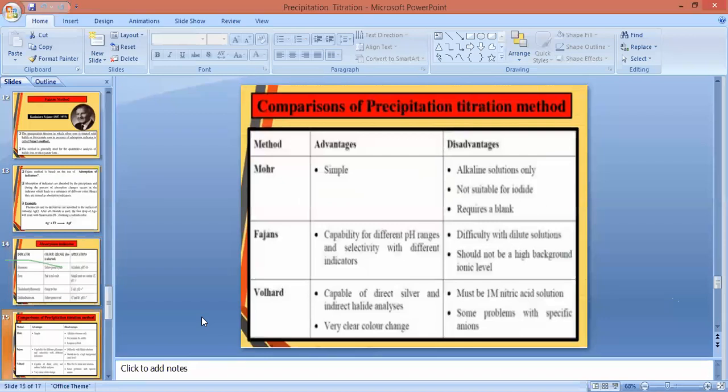Next is the comparison of precipitation titrations: what are the advantages and disadvantages of Mohr's method, what are the advantages and disadvantages of Fajans method, and what are the advantages and disadvantages of Volhard's method.